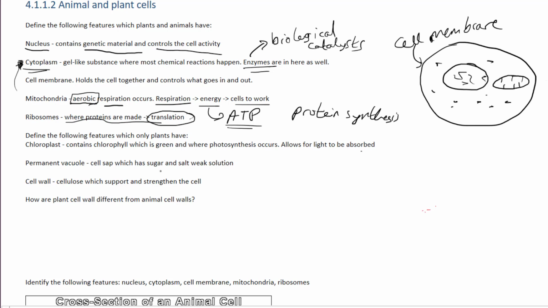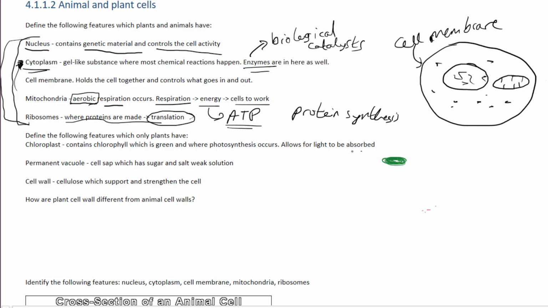The following features are only in plants. These other features I've already mentioned are in plants and animals. Remember, these are in plants and animals. These are just in plants. So chloroplasts are in plants, and they look green. So they're like green things.